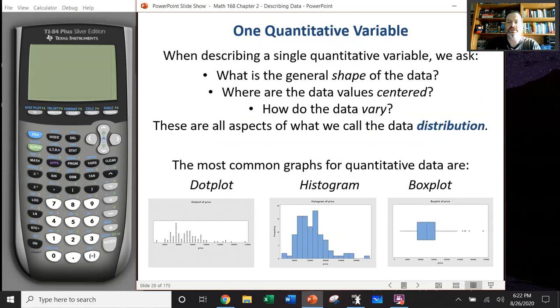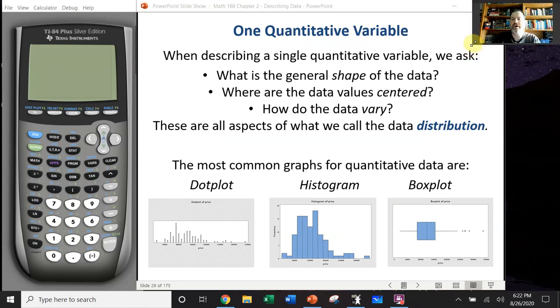Alrighty, so in this section, we are going to look at graphs that describe one quantitative variable. So this section is mostly just about graphs. We look at some other features as well, but we're going to look at the general shape of data for a quantitative data set, where are the data values centered, and how do the data vary. And these are all aspects of what we call the data distribution.